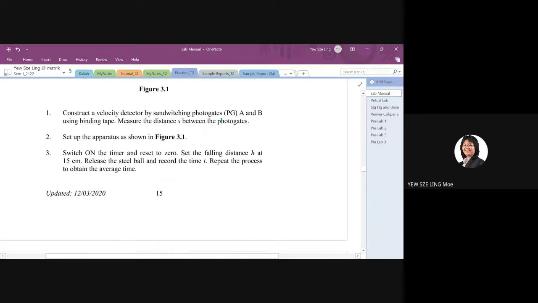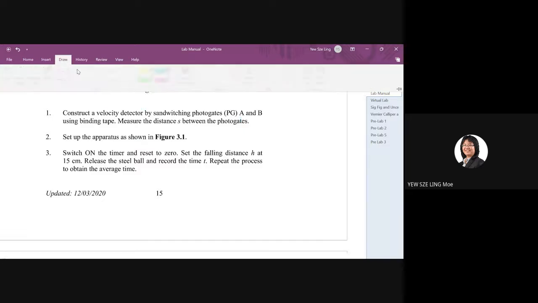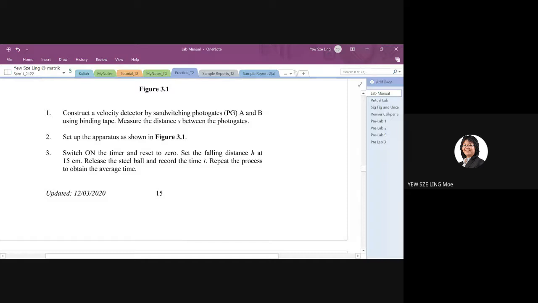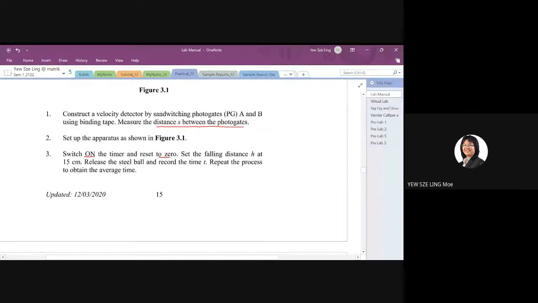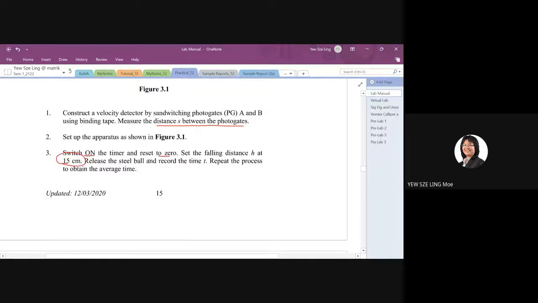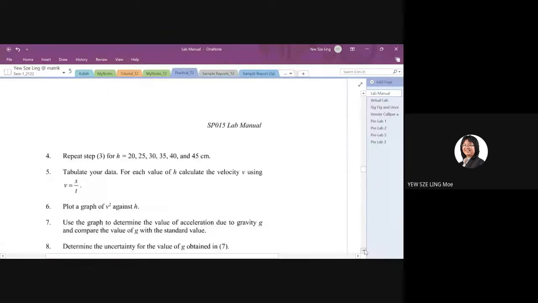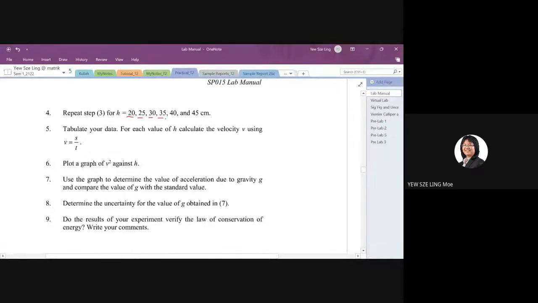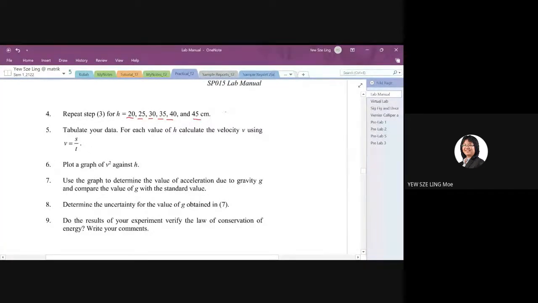Construct a velocity detector by sandwiching the photo gates. So that is your light gate. Actually, in the experiment, the lab assistant already taped the two photo gates together, so you don't have to do step 1. What you have to do is just measure the distance between the photo gates, and then set up the apparatus as shown in figure 3.1. Switch on the timer, reset it to 0. Set the falling distance at 15 cm. You manipulate it: it starts from 15 cm, and then you slowly increase it. Release the steel ball and record time t. Repeat the process to obtain the average time. Then repeat the steps for H equals 20, 25, 30, 35, 40, 45. This is your manipulated variable.